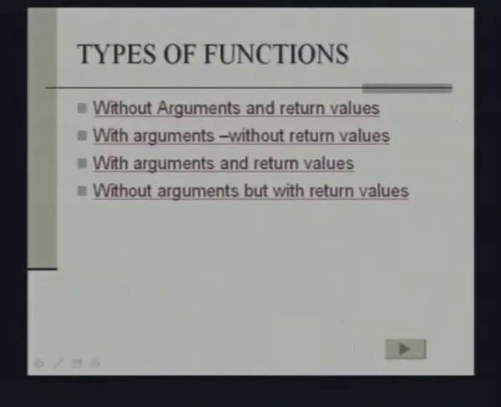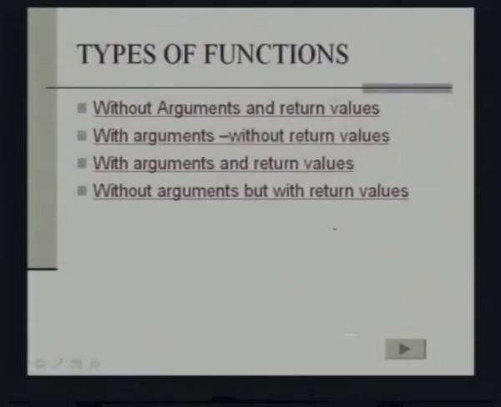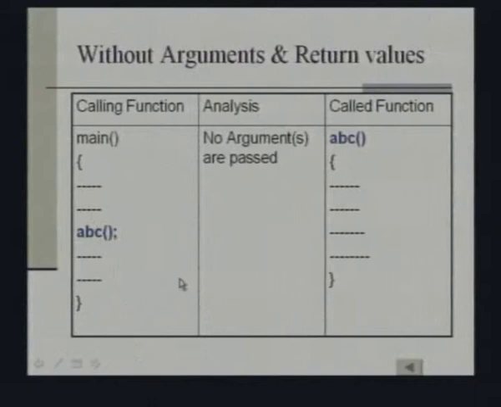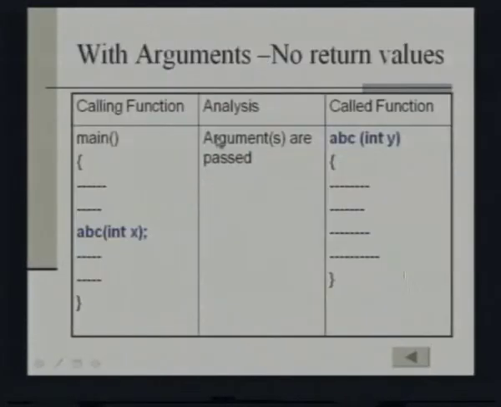Next we are having the types of functions based on their arguments and return values: functions without arguments, with arguments without return values, with arguments and return values, and without arguments but with return values. So we'll just see an example of each of these. Without arguments and return values, here if you see this function ABC, only the name is there. There is no argument and no return value. So the called function is also similar to that. With arguments, here there is one argument and here also there is one argument, but there is no return value over here. So all these are just ways of defining the functions.